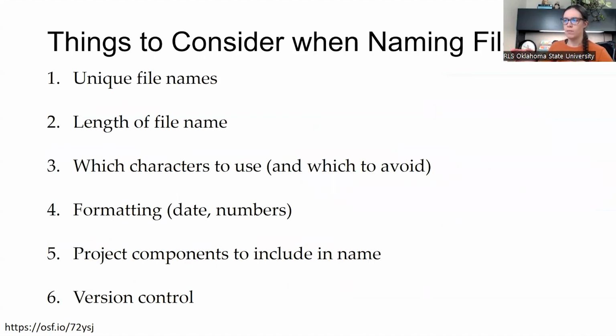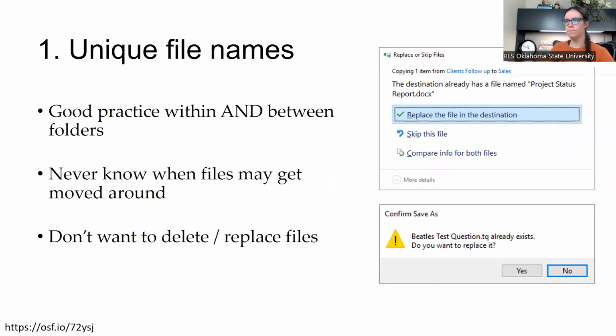There are six primary things that I'm going to walk through to think about if you're wanting to get started naming your files more informatively. This first one might seem kind of obvious: having unique file names. I'm sure we've all seen these alert messages on the right saying, warning, you already have a file in this folder with this name. Are you sure you want to replace it, or would you like to rename it? Our computers do a pretty good job of keeping us from doing this when we're working in a single folder, but it doesn't necessarily keep track of if we have the same file name in different folders.